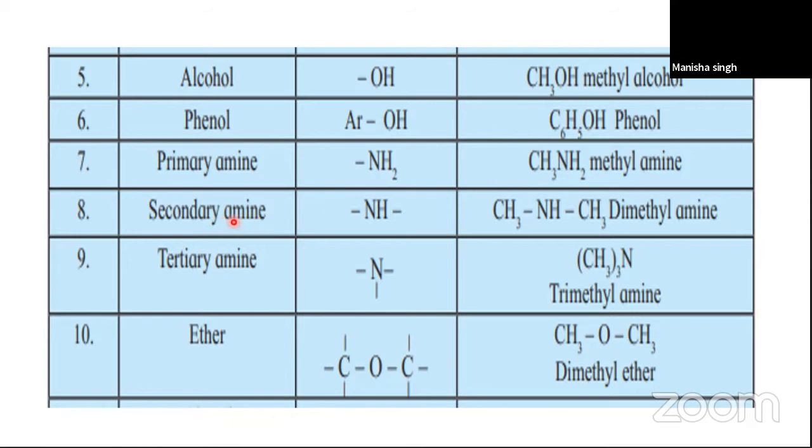So methyl amine. Now the next one is the secondary amine. In this, two hydrogens are removed from ammonia. तो अमोनिया से 2 हाइड्रोजन निकालेंगे तो कितना बचेगा?